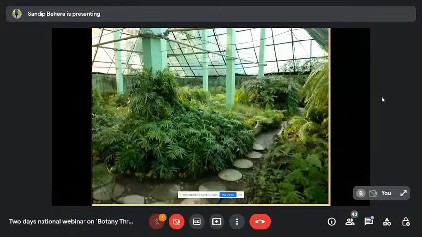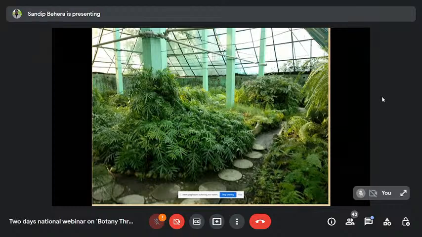Now, sometimes we do tissue culture also. I have not kept the slides. Generally, in pteridophytes, choosing an explant is very important while doing tissue culture. We have tried taking the sporophyll leaves. We have tried taking the rhizomes.